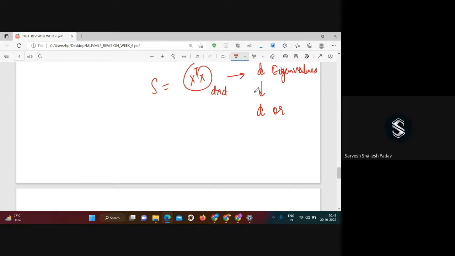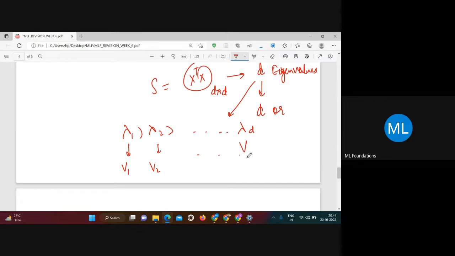Yes, sir. Okay. And these D eigenvalues, if they are distinct, will all have some magnitude, right? For example, one is lambda1, the second one is lambda2. I'm writing them in decreasing order, and the last will be lambda d. Corresponding to lambda1, there will be one eigenvector v1, and corresponding to lambda2, there will be a second vector. Similarly there will be D vectors, and all will be orthogonal, perpendicular to each other, so the dot product is 0.